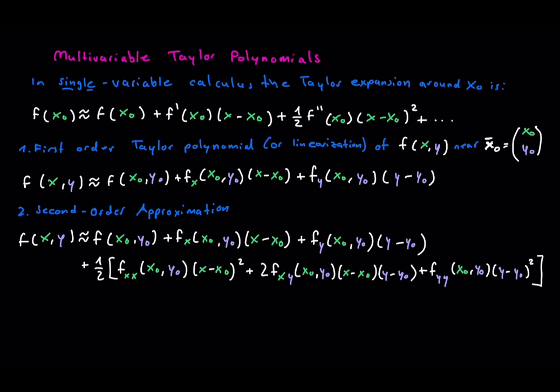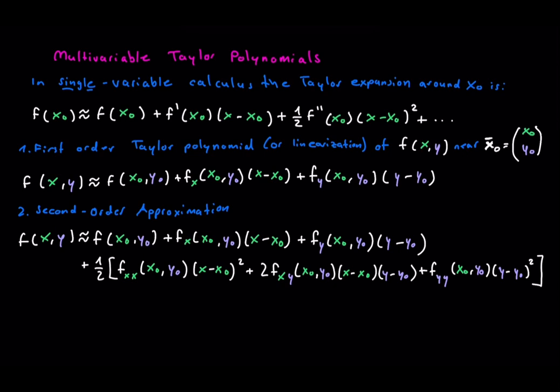In single variable calculus, the Taylor expansion around x naught is f of x approximately equals f of x naught plus f prime of x naught times (x minus x naught) plus 1/2 f double prime of x naught times (x minus x naught) squared, and so on. For a function of two variables, f of x and y, we do the same thing using partial derivatives. Now we capture how the surface changes in both the x direction and the y direction.